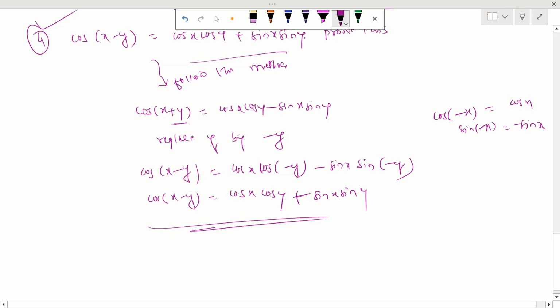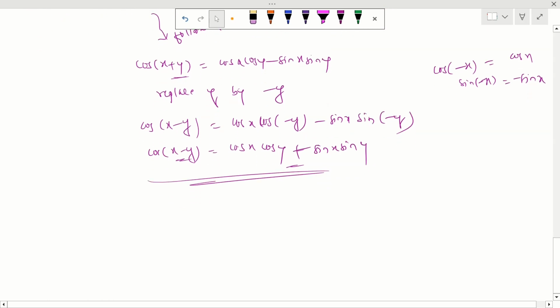Cos of x minus y is cos x cos y plus sin x sin y. When minus comes here, plus will come. When plus is there, minus will come. Okay, this is proved. Now next we'll discuss another expression.